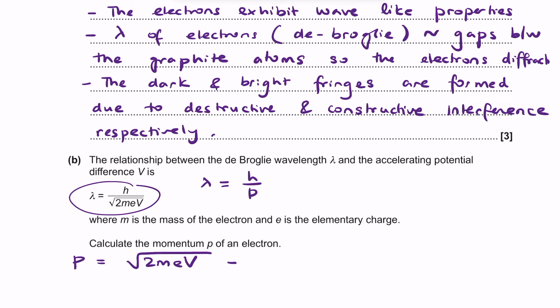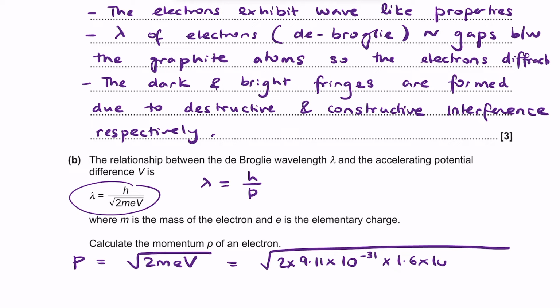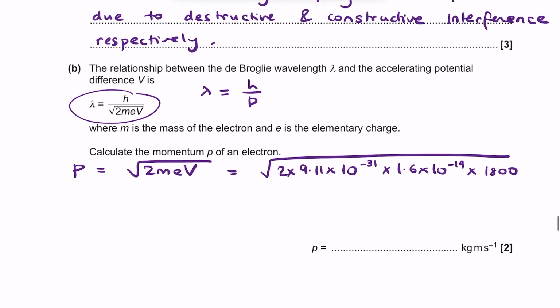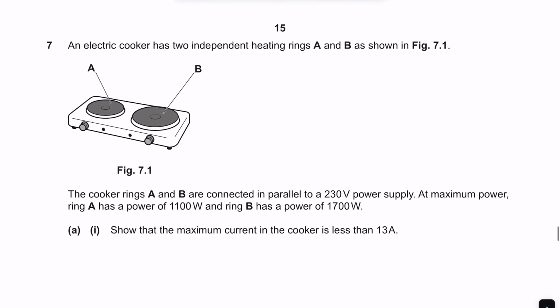So we can pop in all the numbers because we know that the mass of electrons from our data booklet is 9.11 times 10 to the minus 31 kilograms. Electron charge is this, and the voltage is given to us as 1800 volts, and that ends up giving me an answer of 2.3 times 10 to the minus 23 kilogram meters per second. So let's go ahead and look at question number 7 now.